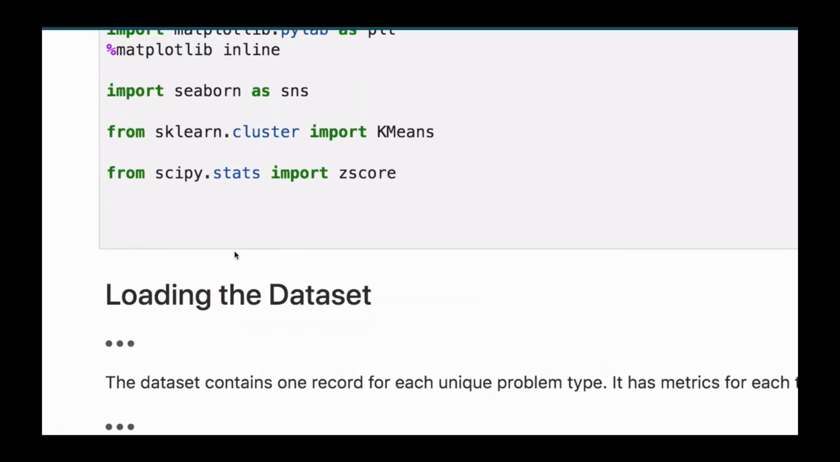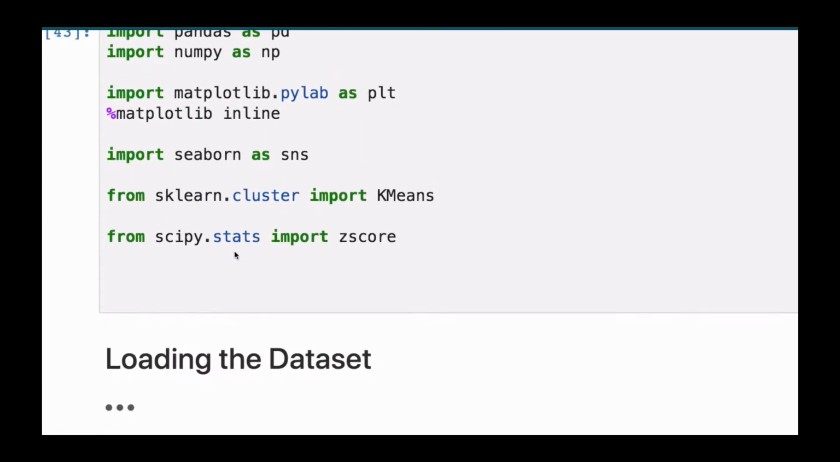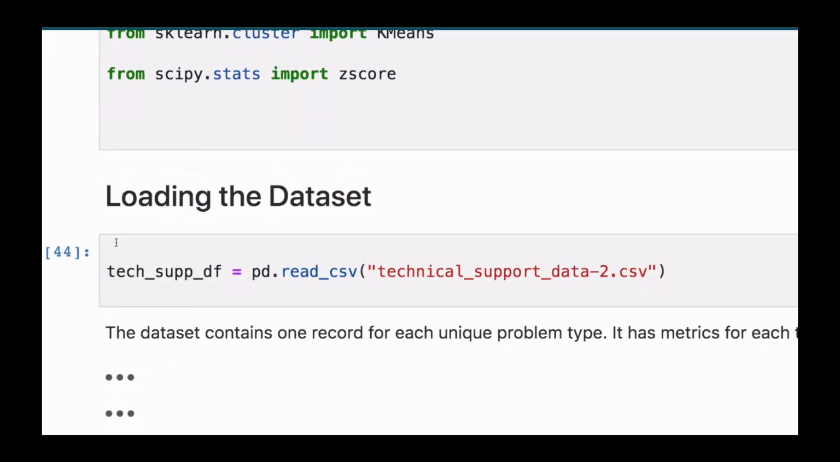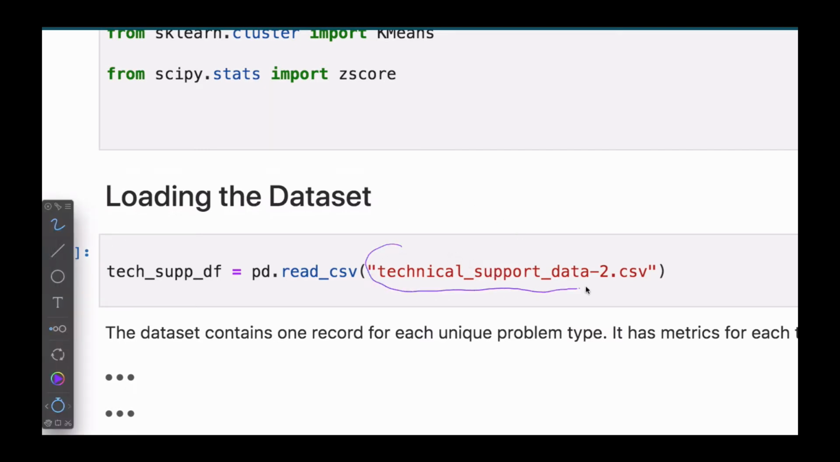After we've imported our libraries, the next thing to do is to load our data set, and that's what you're going to do over here. This data set is stored in CSV format, so I'm going to use read_csv, which is present in pandas, to read this data set.